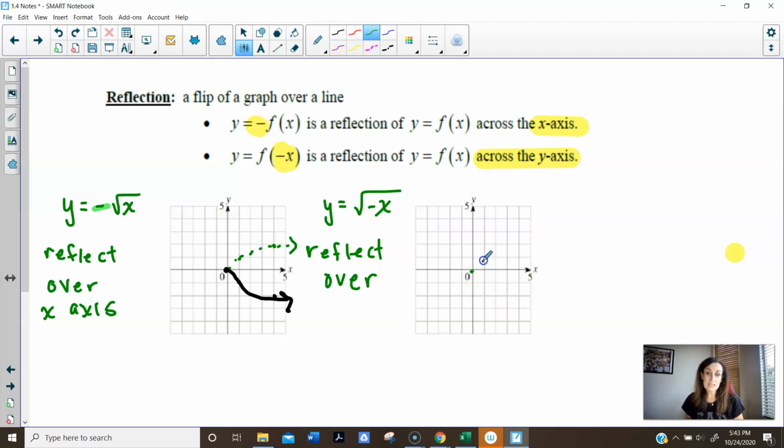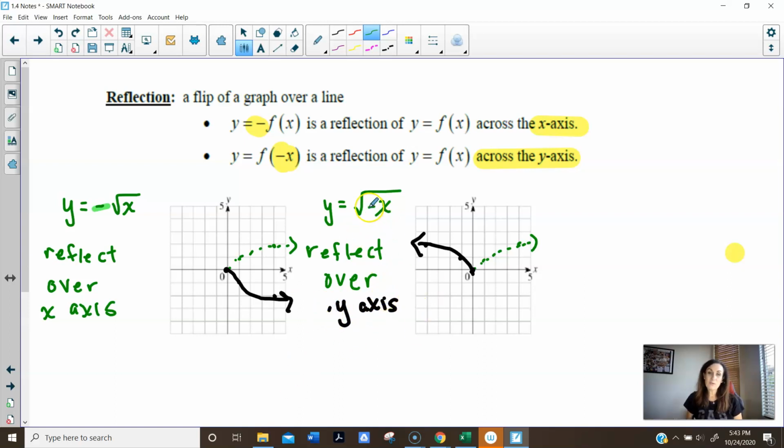So here is my graph. It looks something like this originally, and now it's going to reflect over y. So reflecting over y is going to make us move to the left instead of to the right, and it's going to look something similar to this. So let me write this in. It's reflecting over the y-axis.